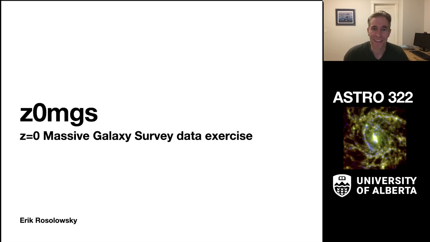Hi everyone, today we're going to do a quick introduction to the Redshift equals zero massive galaxy survey. We're going to do a little data exercise with this and understand a bit about the evolution of galaxies from this local galaxy survey. Because Redshift is Z, this will be the Z equals zero MGS or Z0 MGS.